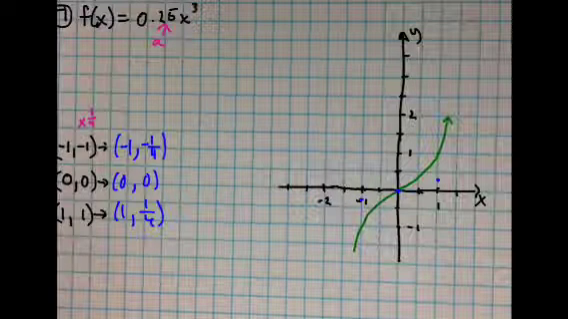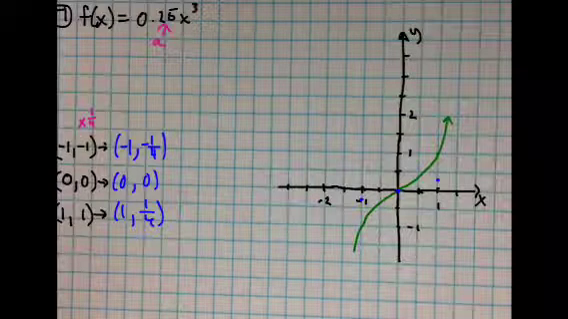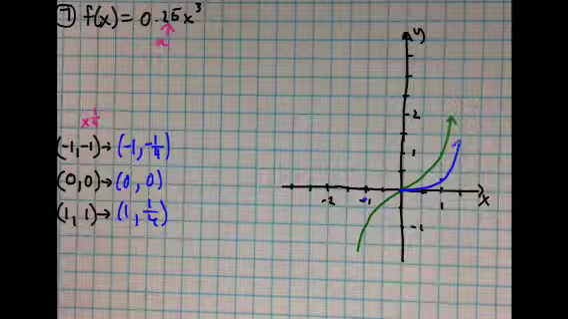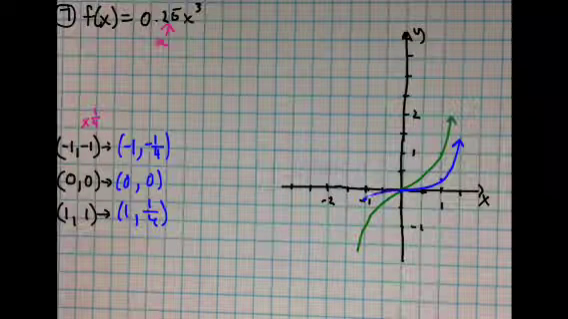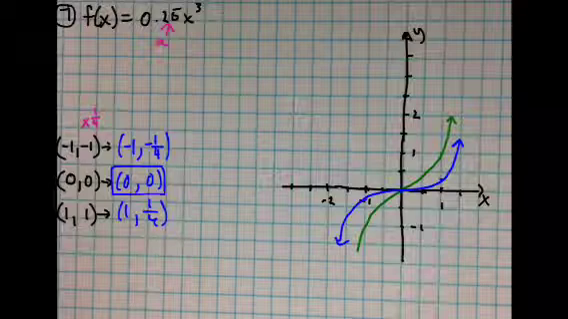So you can see how it's flatter in the center, because it has a vertical compression, because 1/4 is less than 1, so it goes like this. Okay, and the inflection point is 0, 0.